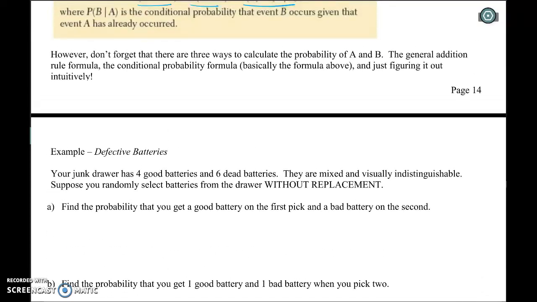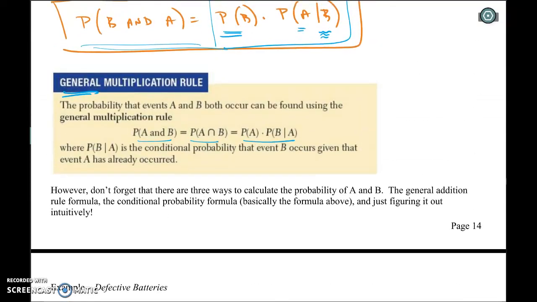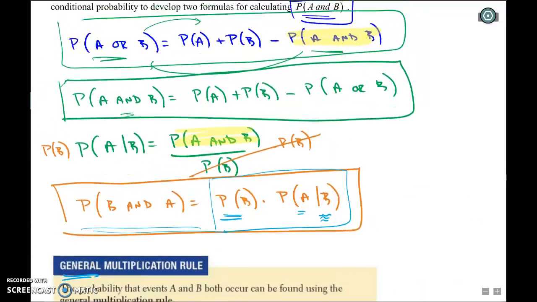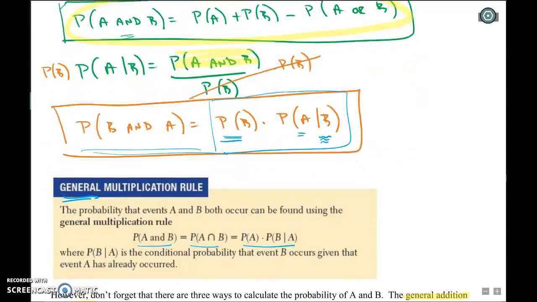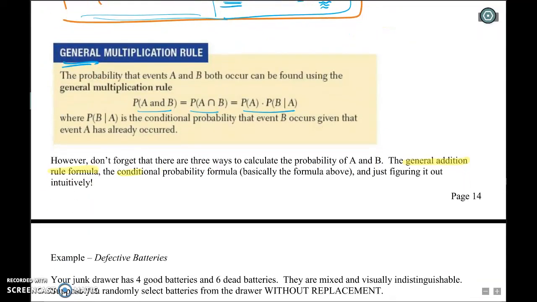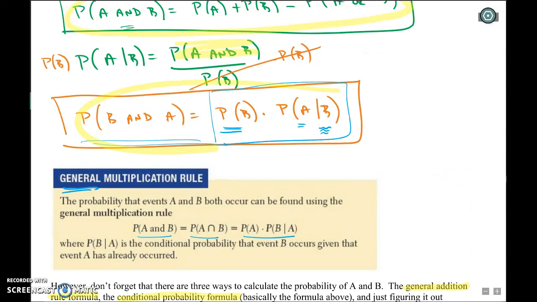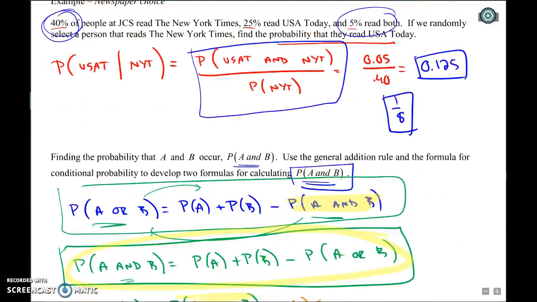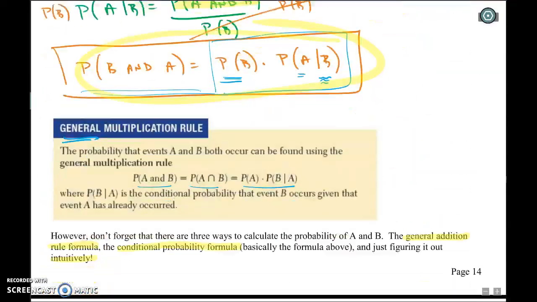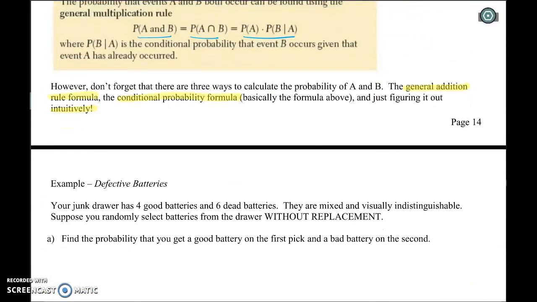All right. However, don't forget that there are three ways to calculate the probability of A and B. The general addition rule formula. That's probably the least used, I would say. You don't often use this formula for calculating an AND, but you could use it. The conditional probability formula, that's this one here that I just did, which I kind of like. And just kind of figuring it out intuitively. If you recall, we'll get to that later. Intuition is always an option for solving probability problems. You just got to be careful with it.